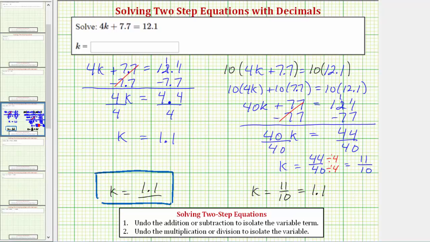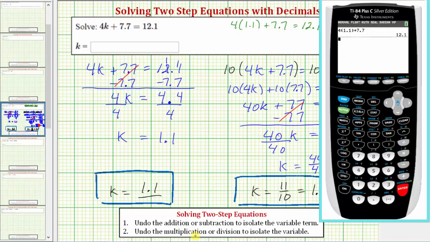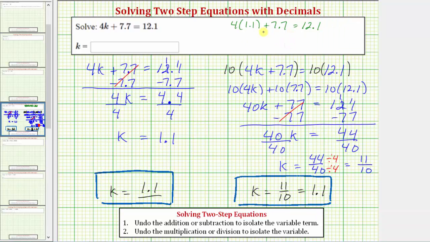So of course we get the same solution using either method. But before we go, let's check our solution by substituting 1.1 for k into the original equation to make sure it satisfies the equation. Performing this substitution, we would have 4 times 1.1 plus 7.7 equals 12.1. Let's evaluate the left side on the calculator. Notice how 4 times 1.1 plus 7.7 is 12.1, verifying our solution is correct. The left side equals 12.1, the right side equals 12.1, and because this is true, our solution is correct.